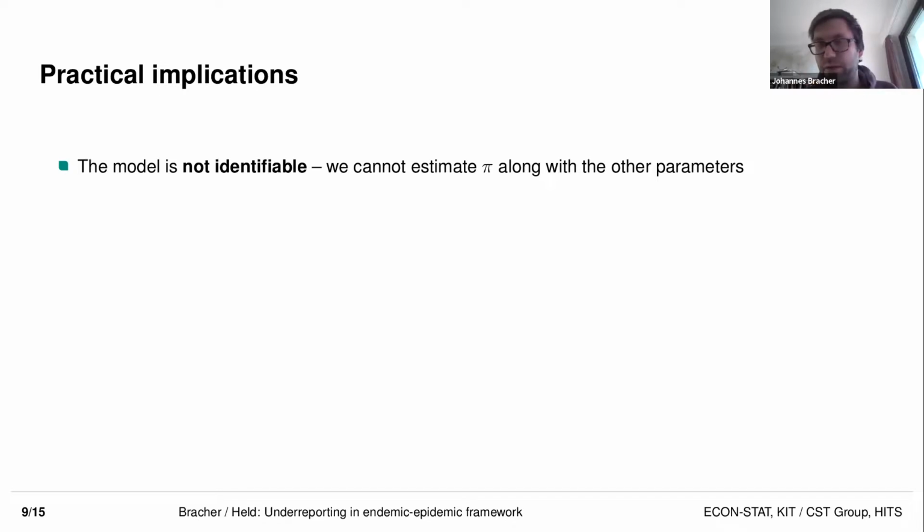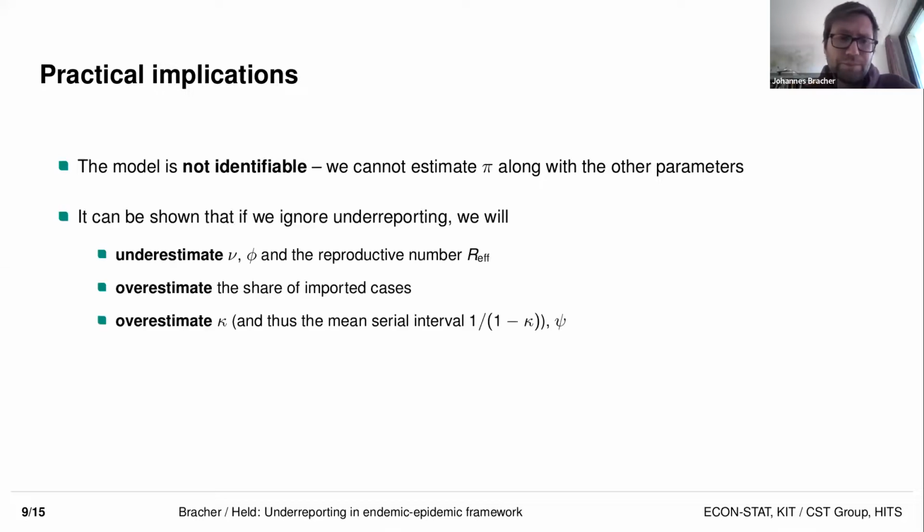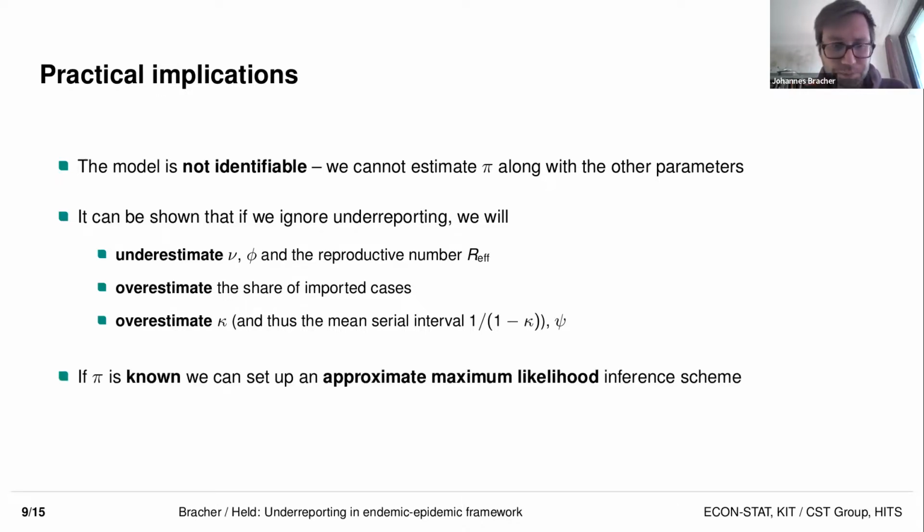That's also something you observe in other models. So typically, you can't estimate that just from the data that you have from your time series. On the other hand, all the theory that I derived allows us to quantify the expected biases that we would get if we fit such a model to data without accounting for underreporting, if really they are underreported. And one can show that one will underestimate the effective reproductive numbers, one will overestimate the share of imported cases, and one will overestimate the mean of the serial interval distribution, which I think is interesting from an applied perspective.